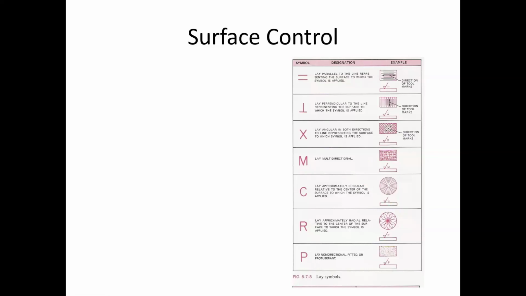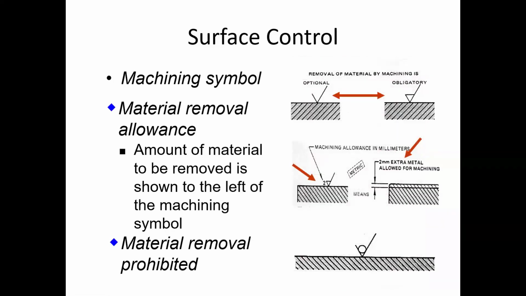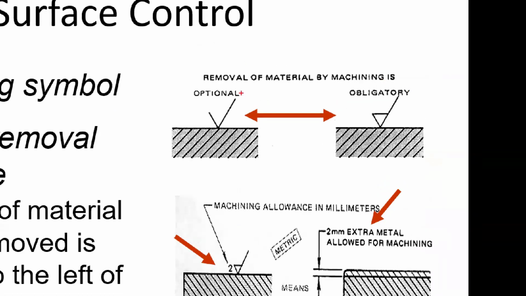Questions so far? So you'll see this symbol kind of has three flavors. This is the most basic symbol. And when you see that, you're saying, I need a surface texture value of such and such. And I don't really care how you get there. I just need it to be smooth.